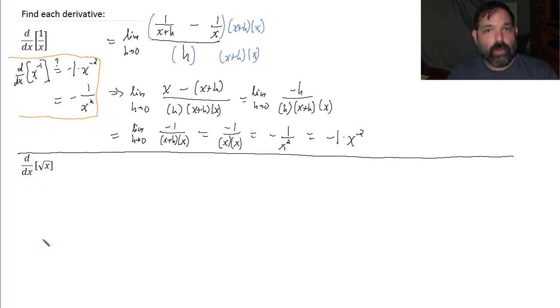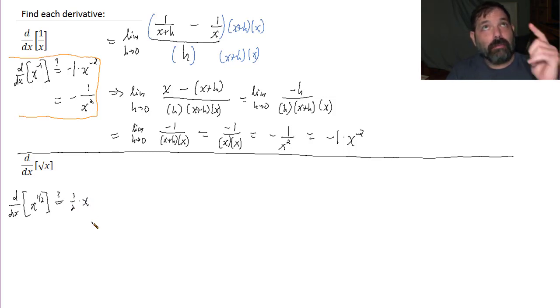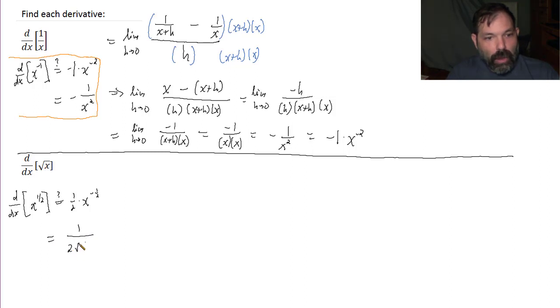Here I've got a square root function. And if you remember from algebra, a square root function is the same as raising the x to the 1/2 power. So then, question, is this going to work out to be 1/2 times x to the 1/2 minus 1, which would be negative 1/2? And again, if we wrote this in a different form, this is the same as 1 over 2 times the square root of x. So let's put this off to the side. Let's see if I can make this work out.